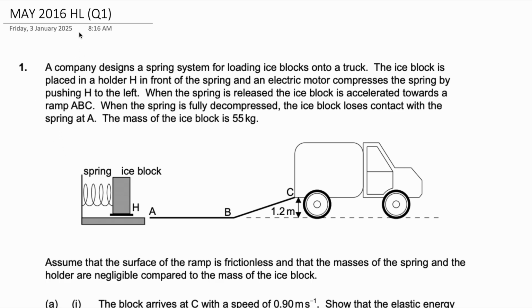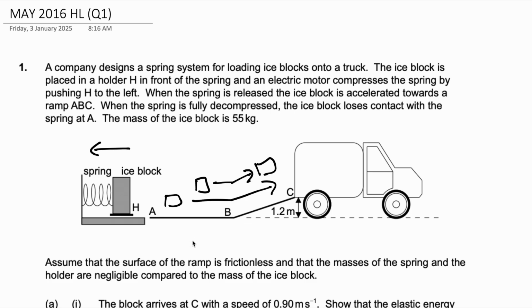Okay, let's get started. A company designs a spring system for loading ice blocks onto a truck. The ice block is placed in a holder H in front of the spring, and an electric motor compresses the spring by pushing H to the left, like so. When the spring is released, the ice block is accelerated towards the ramp ABC. So the ice block, for example, moves like so. When the spring is fully decompressed, the ice block loses contact with the spring at A. The mass of the ice block is 55 kilograms, so it moves something like that. It goes from here to there.